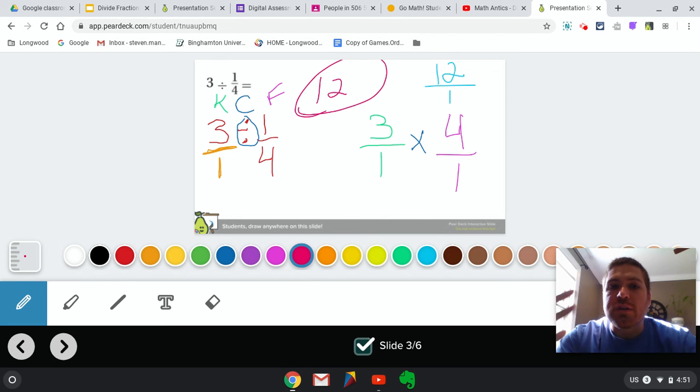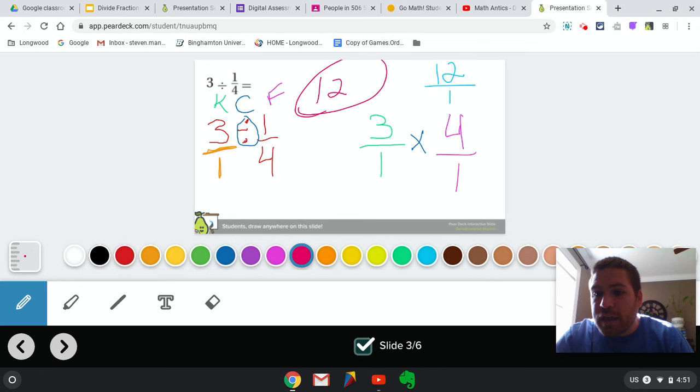So if we were dividing here, we're going to get 12. So 3 divided by 1/4 is 12. The question is really asking us, how many 1/4 size groups are there in the number 3? So it's telling us that there are 12 1/4 size sections in the number 3.